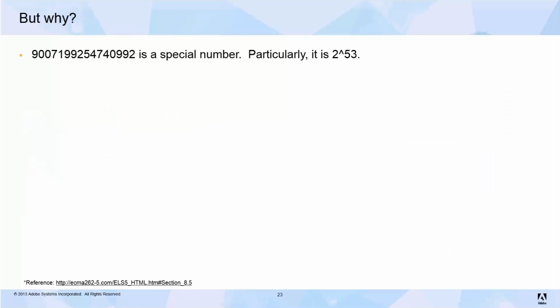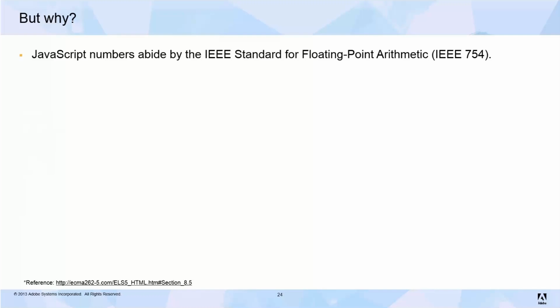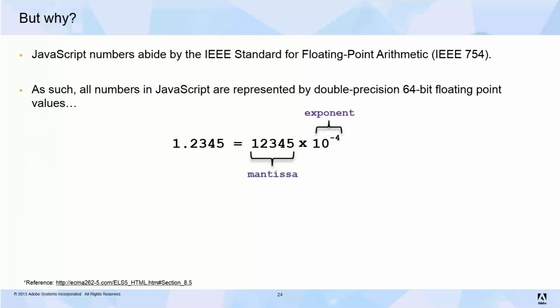Like I said before, this number is a special number. It's 2 to the 53. Why is it special? Well, first we need to know how JavaScript represents numbers. JavaScript abides by the IEEE standard for floating point arithmetic, the IEEE 754 spec. For anyone that's aware, it's the same specification as the Java double. This essentially means that all numbers in JavaScript can be represented in this format. So here's the number we want to represent, and it can be represented by a mantissa multiplied by an exponent. If you remember your representation classes, that's how numbers are represented in the IEEE 754 spec.